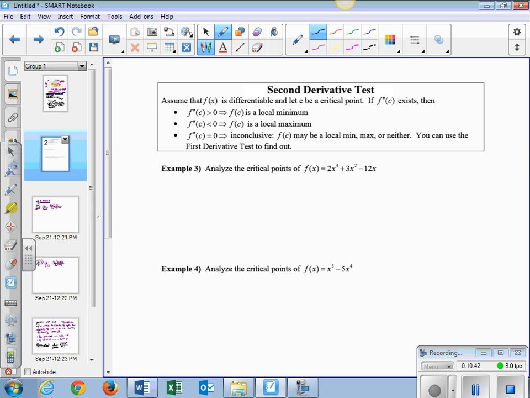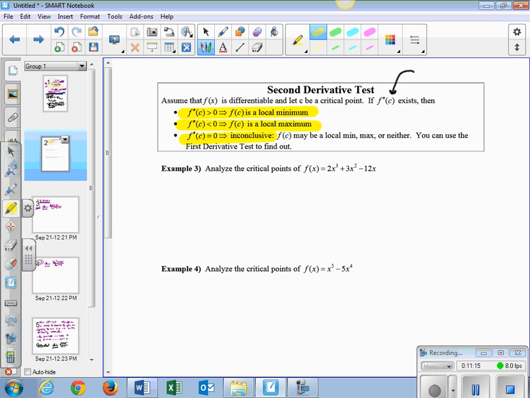Assume that f of x is differentiable and let c be a critical point. We're going to evaluate that second derivative at that critical point. If that exists, then this is what we're going to do. If f double prime of c is greater than 0, we're going to have a local minimum. If that second derivative at that critical point is less than 0, we're going to have a maximum. And if it's equal to 0, this is what I don't like about it. It's inconclusive, and therefore you have to go back and use the first derivative test anyway.